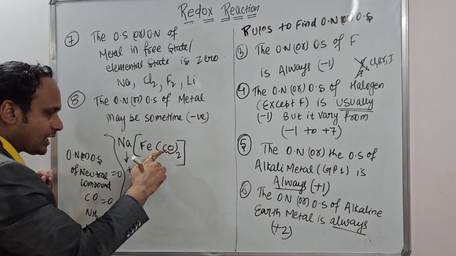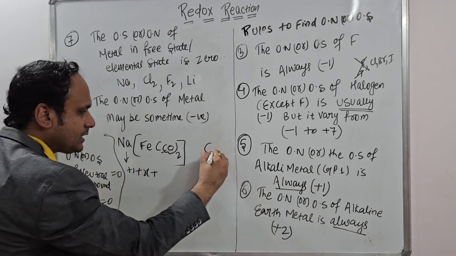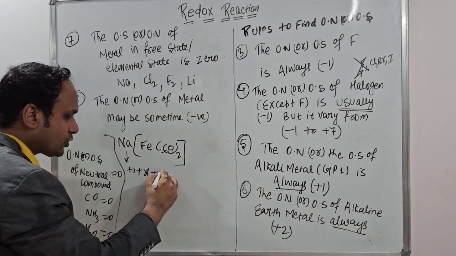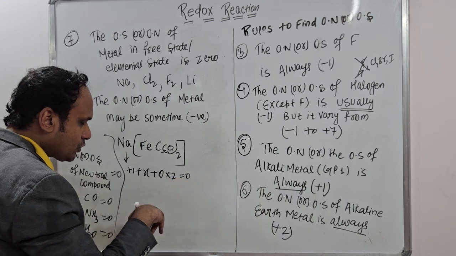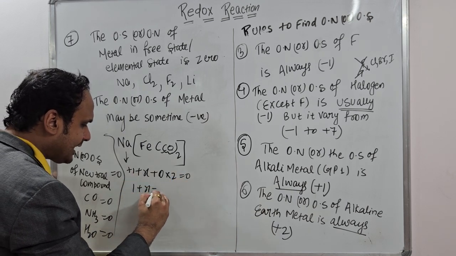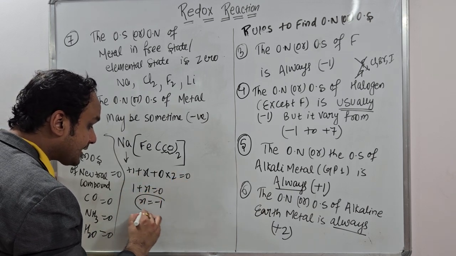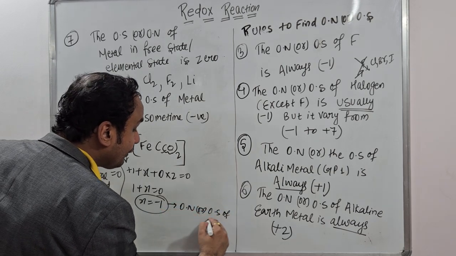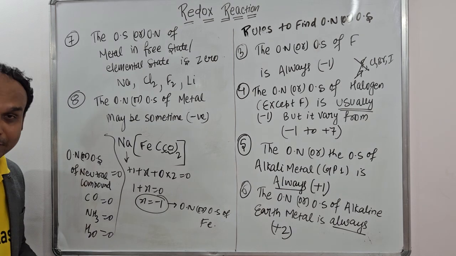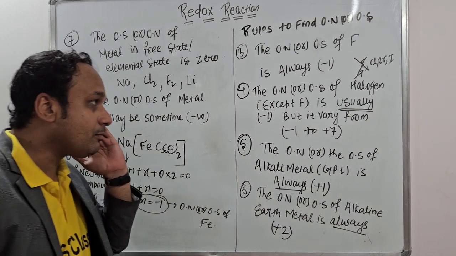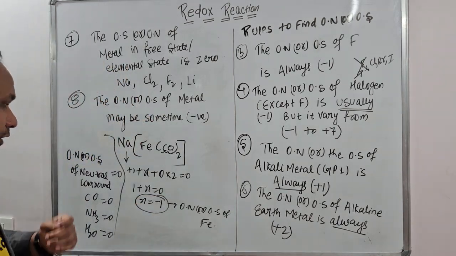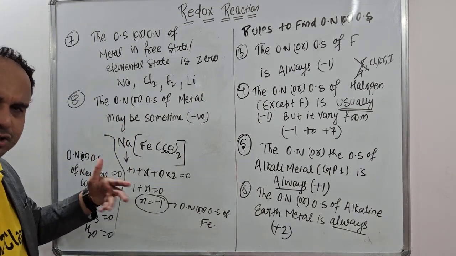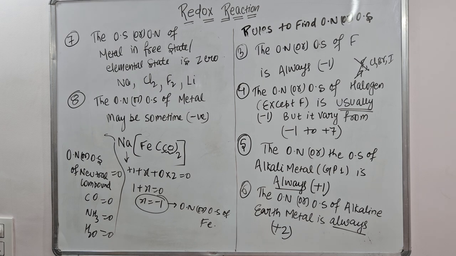Cobalt, not cobalt, sorry, carbon monoxide, CO. Cobalt is Co like this, so it is carbon monoxide. It is a neutral species, so 0 into 2 is equal to 0. From here you will get 1 plus X is equal to 0, so X you will get -1. And this is the oxidation number or oxidation state of iron, and iron is a metal. So sometimes the oxidation number or oxidation state of a metal is negative, but in some of the rare or rarest cases, and after knowing the solution you will come to know. So these are some points.